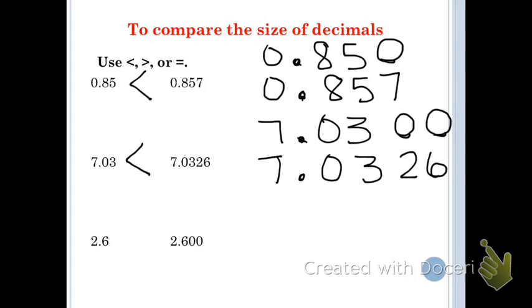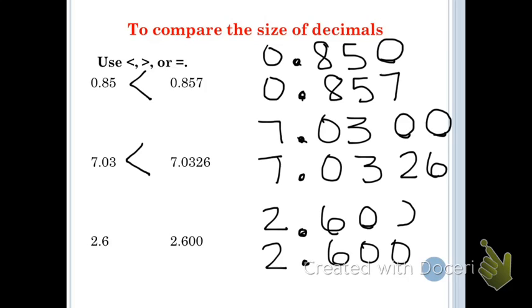And for our final example, we're comparing 2 and 6 tenths with 2 and 600 thousandths. We'll place 2 zeros behind the 6. Ignore the decimal point. Notice 2,600 is equal to 2,600. So we know that 2 and 6 tenths is equal to 2 and 600 thousandths.